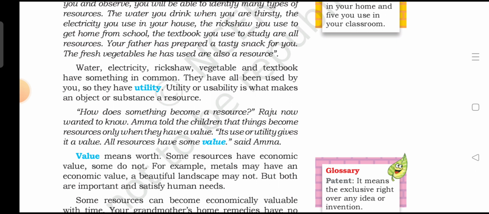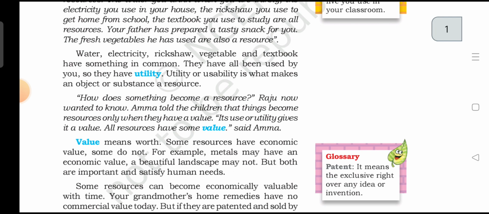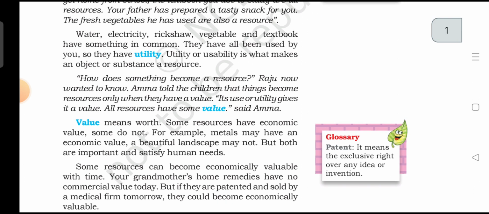Water, electricity, rickshaw, vegetable and textbooks have something in common, right? What is that common thing? They have all been used by you, right? ये सब हम चीज़ यूज़ करते हैं, ठीक है? So they have utility because they are used. I was saying these terms, utility.